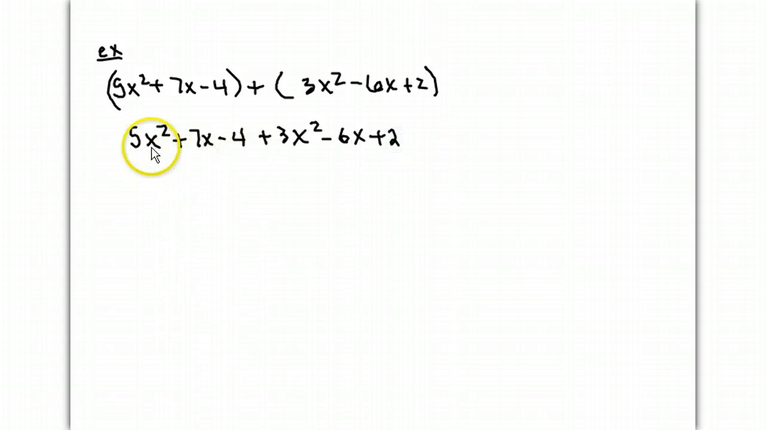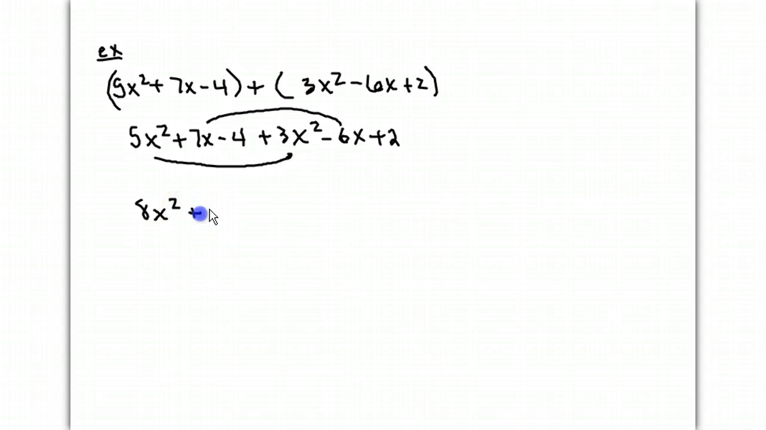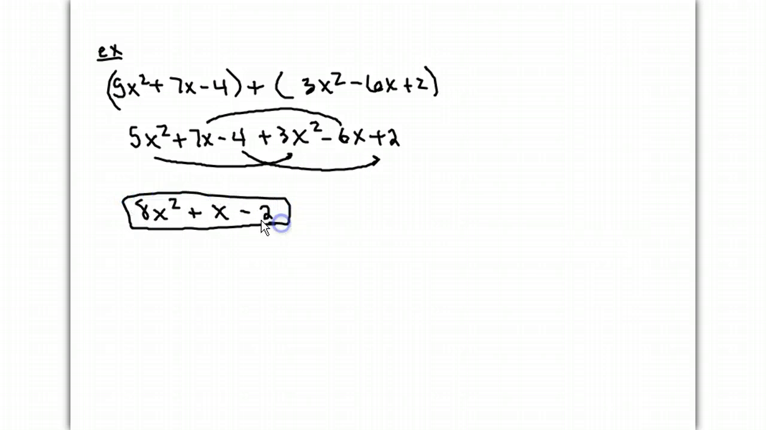So you add like terms, so you have a 5x squared and a 3x squared. That will give you 8x squared. Then you have a 7x and a negative 6x, which will give you a positive 1x, or x. Then you have a negative 4 and a positive 2, so that will give you minus 2. So that will give you the result 8x squared plus x minus 2. And it is in descending format.